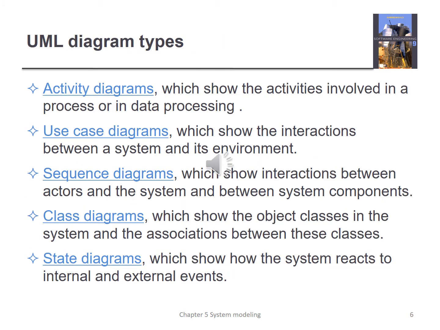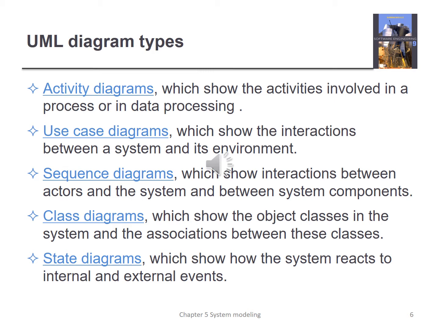As we said, we have a lot of diagrams, and all of them fall under those four perspectives we covered in the previous slide. Like the activity diagram, which shows the activities involved in a process or in data processing, and of course it is an interactive diagram. A use case diagram shows the interaction between a system and its environment. It is interactive. The sequence diagram shows interaction between actors in the system.